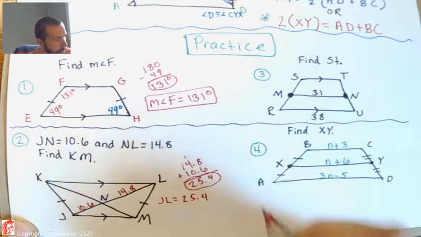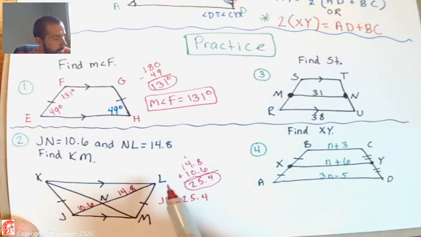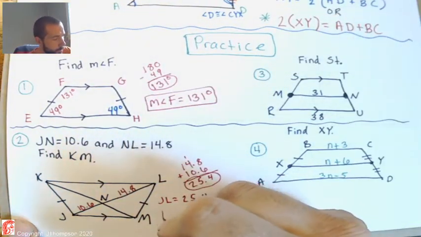Now, since this picture is also isosceles, KJ is congruent to LM, that means that it's an isosceles trapezoid, so the diagonals are congruent. So if the length of JL is 25.4, then the length of KM is also 25.4.